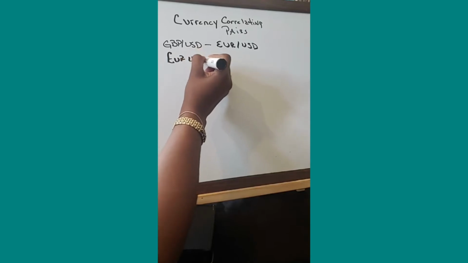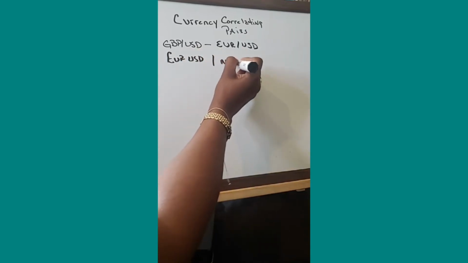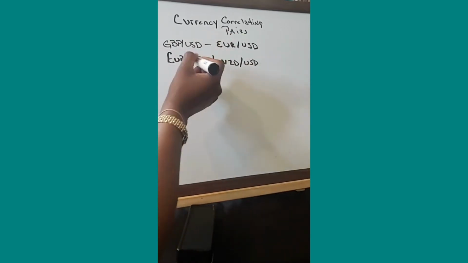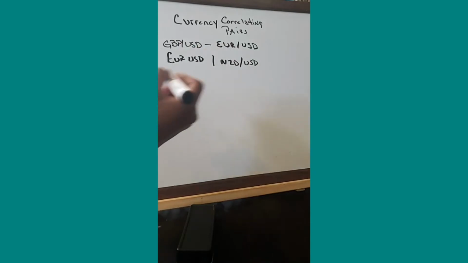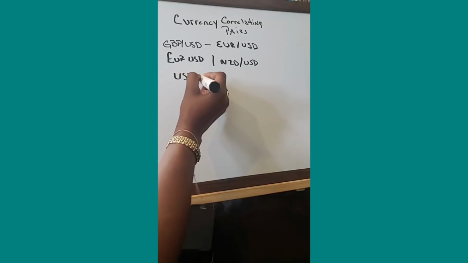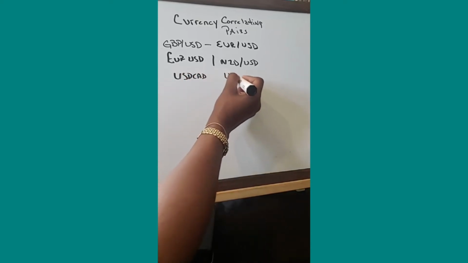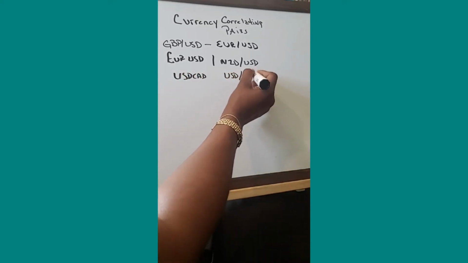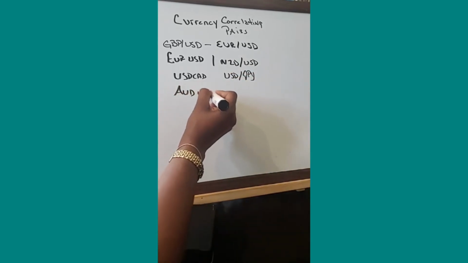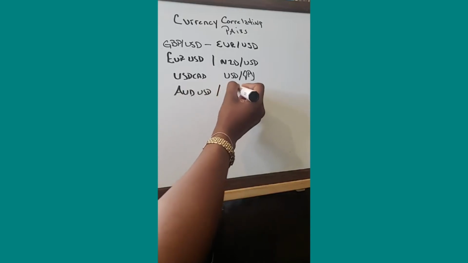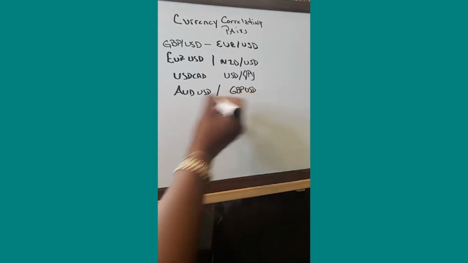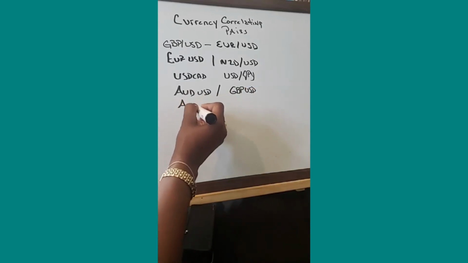So we're going to put EUR/USD and NZD/USD. They trade the same. And of course, if these trade the same, then these go the same as well. USD/CAD and USD/JPY. And then AUD/USD with GBP/USD, of course. And then, of course, AUD.